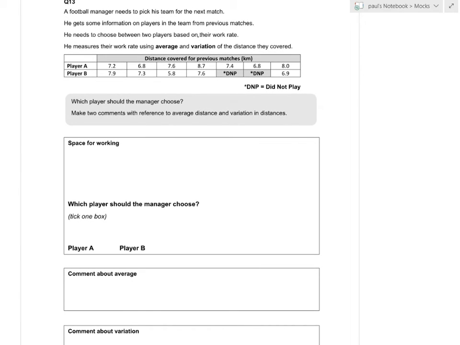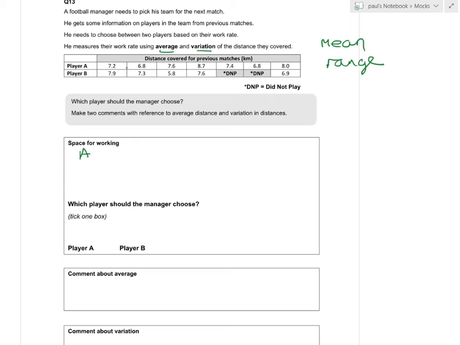A football manager needs to pick his team for the next match. He gets some information on the players in the team. He chooses between two players using work rate, average and variation. Now, average means mean, variation means range. So let's work out the mean of player A.